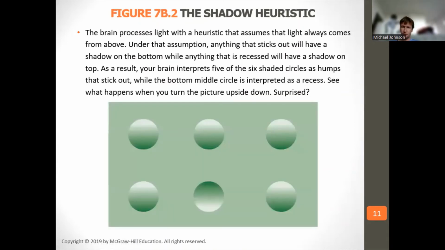And then the brain processes light with a heuristic that assumes the light always comes from above. Under that assumption, anything that sticks out will have a shadow at the bottom, while anything recessed has a shadow on the top. As a result, your brain interprets 5 of the 6 shaded circles as humps that stick out, while the bottom middle circle is interpreted as a recess. See what happens when you turn the picture upside down.